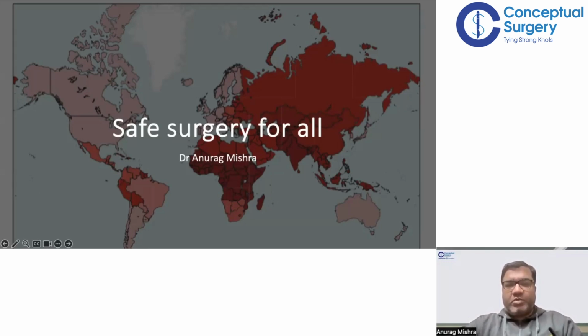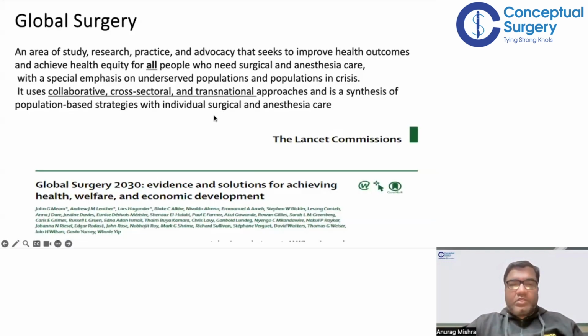So today the topic is safe surgery for all. Now each word means a lot, and I'm sure towards the end of the session you'll be sure what this phrase means, what is safe surgery for all. So this main theme of safe surgery for all is a goal for global surgeons all across the world.